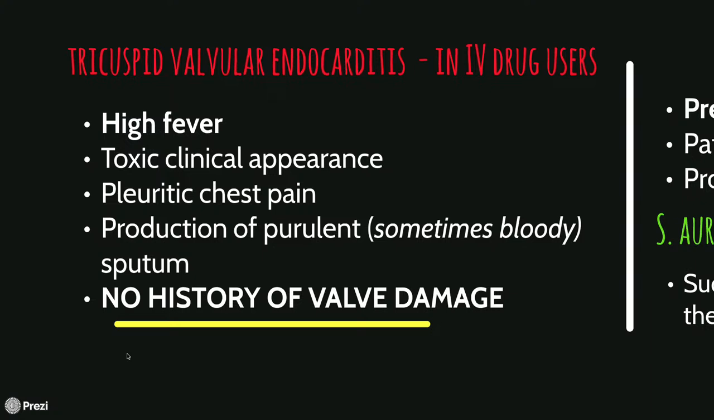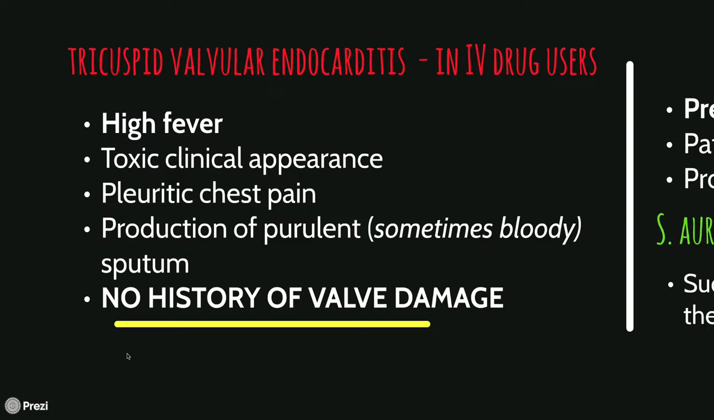Tricuspid valvular endocarditis is most commonly seen in IV drug users. And tell me, where is the location of the tricuspid valve? Right between right what? Right atrium and ventricle. Agreed. So intravenous drug users most tend to develop tricuspid valve endocarditis. They tend to develop endocarditis in lots of places, but again, statistically speaking, the tricuspid valve is most common. And Staphylococcus aureus is the most common cause of that.